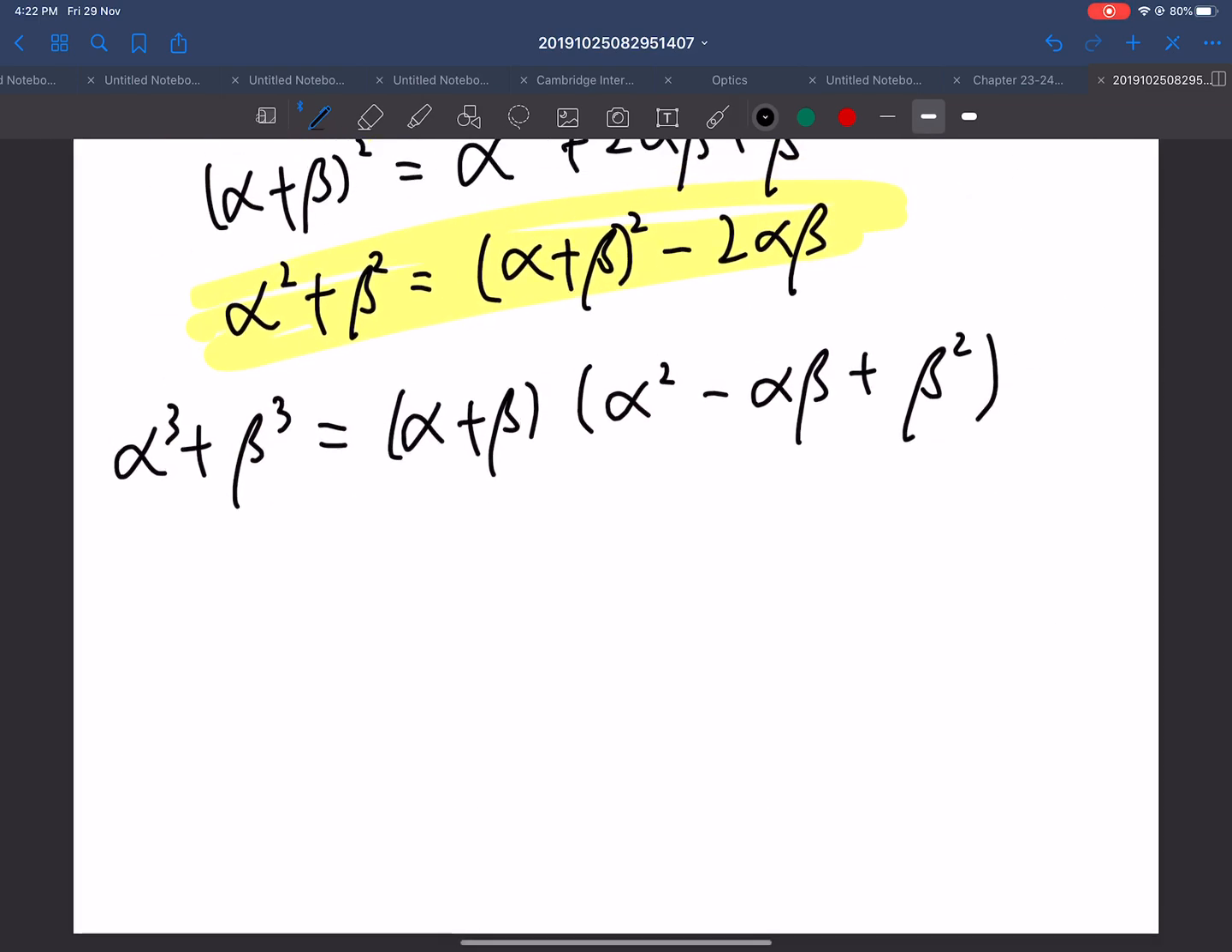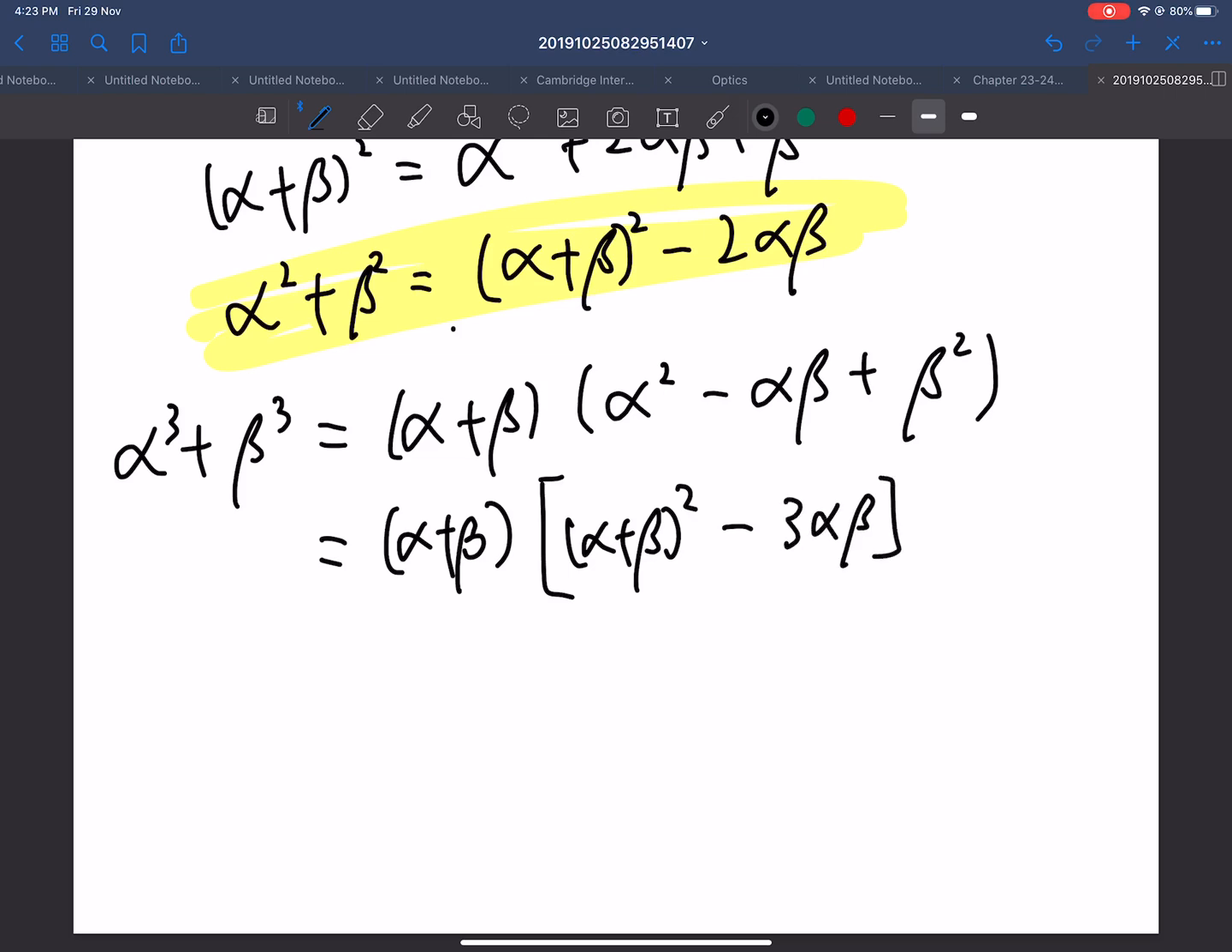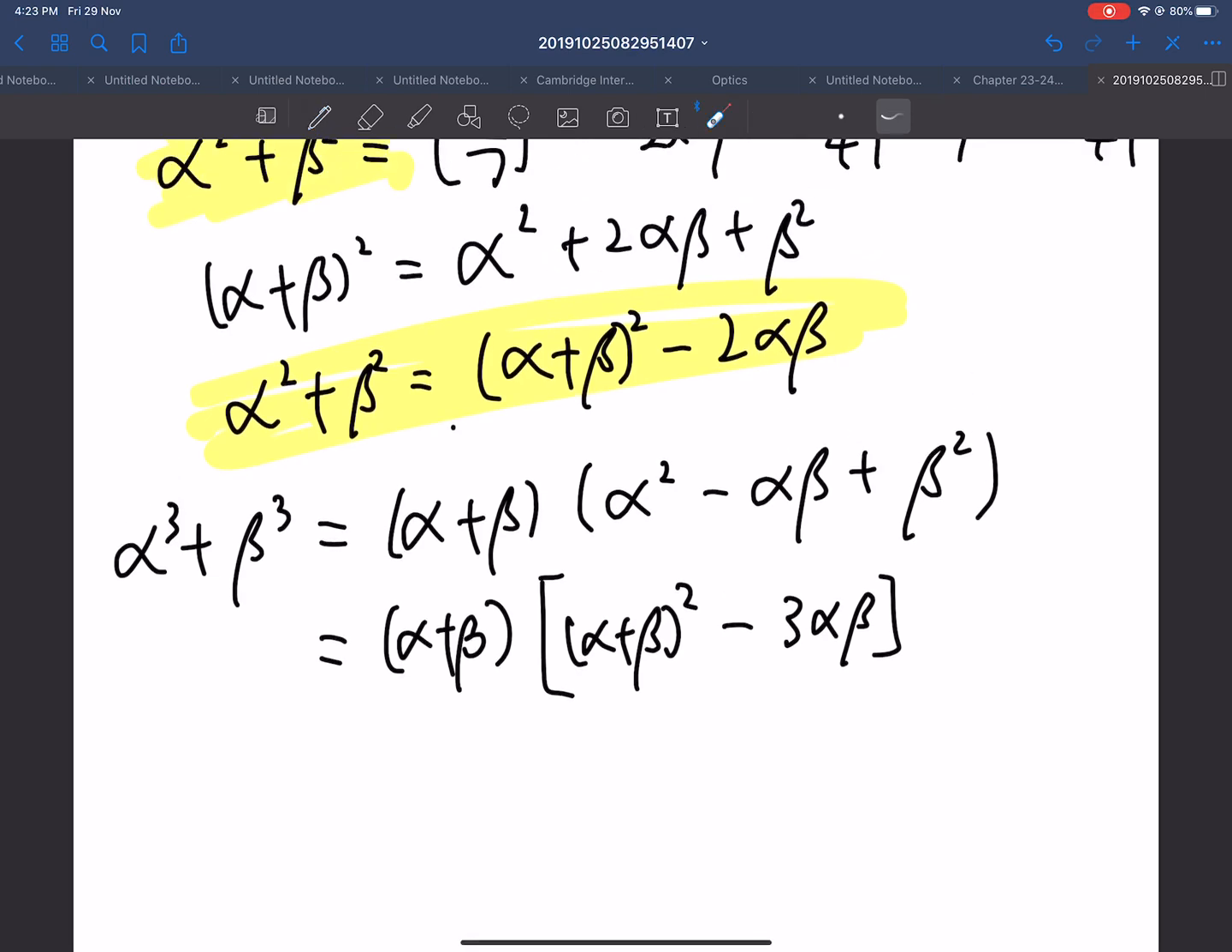And go back. Alpha plus beta we know it, okay? Alpha squared plus beta squared, actually we know it also. Then we can revise the formula like this. Alpha squared plus beta squared, you have to do it on the top, and then minus 2 alpha beta, that means minus 3 alpha beta. Or if you think it's quite difficult, we just expand alpha plus beta, total cube.